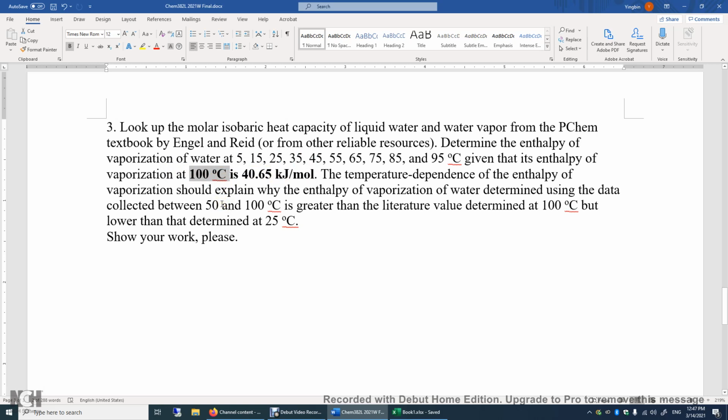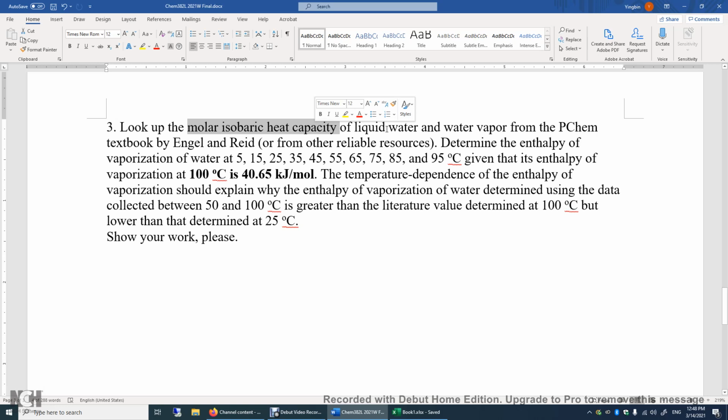So now, here's the question. Does the enthalpy of vaporization of water depend on temperature? The answer is yes and no. So I want to say yes because the molar isobaric heat capacity of liquid water differs from the molar isobaric heat capacity of water vapor.